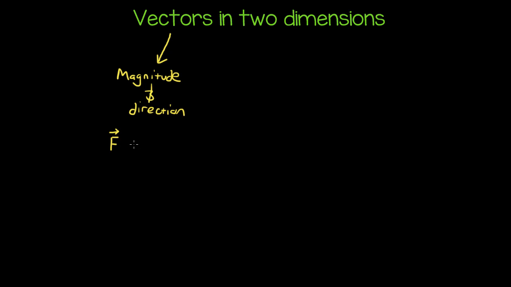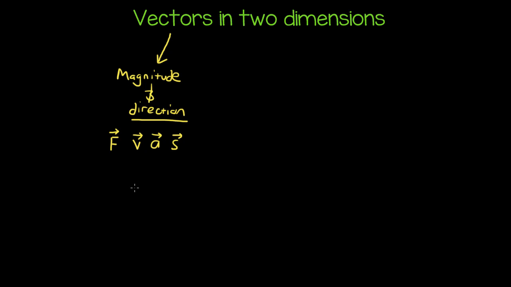Other examples of vectors are things like velocity, acceleration, displacement. So those are all examples of vectors. And the key thing about vectors is the fact that they have direction, unlike scalars, which only have magnitude.